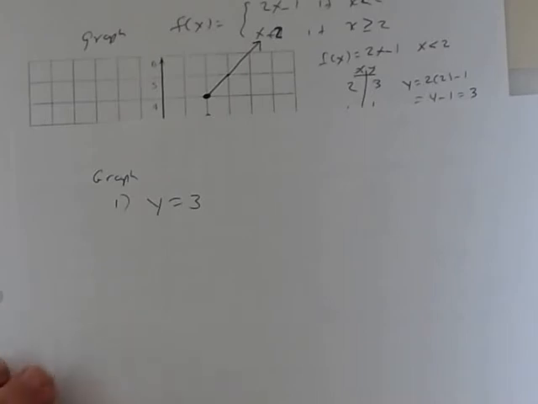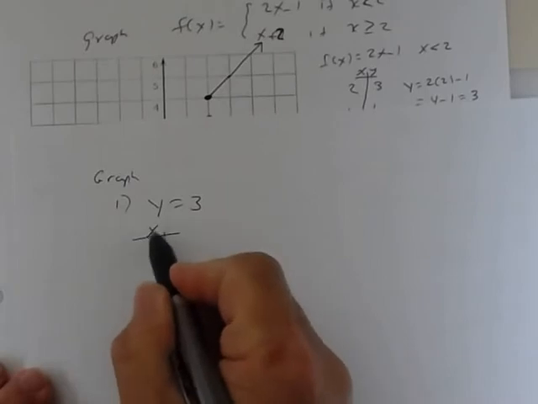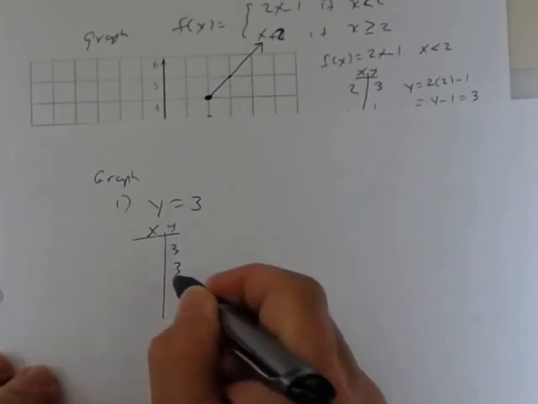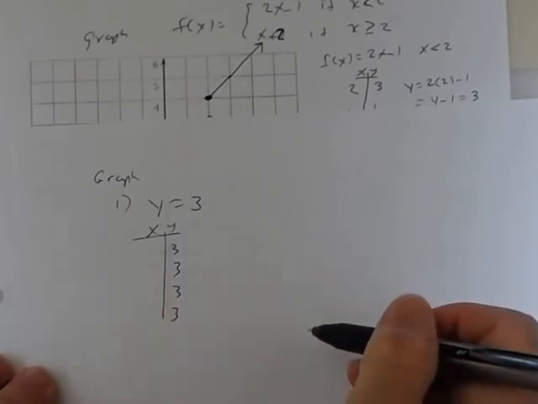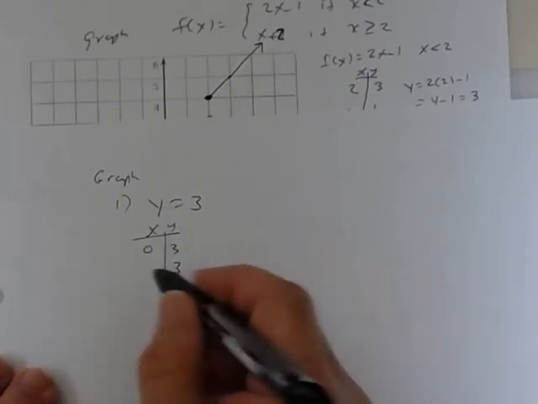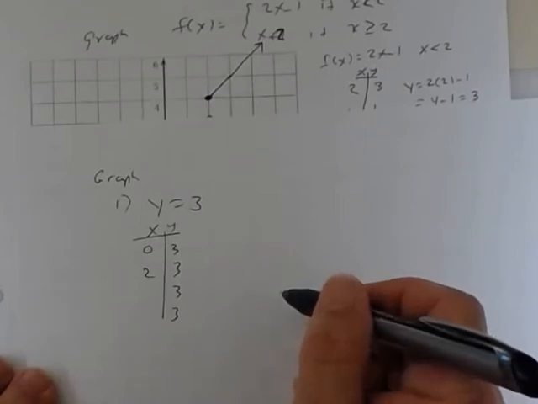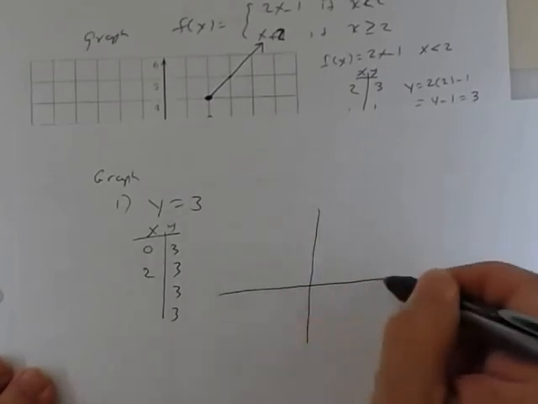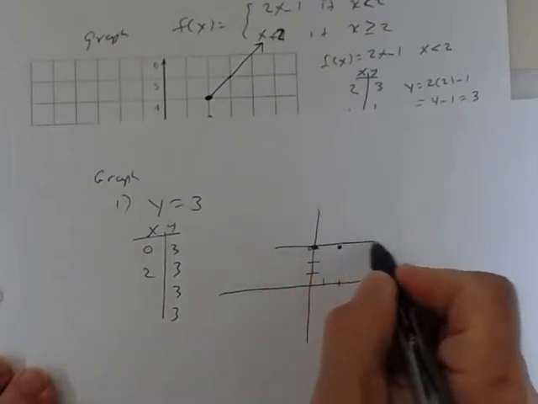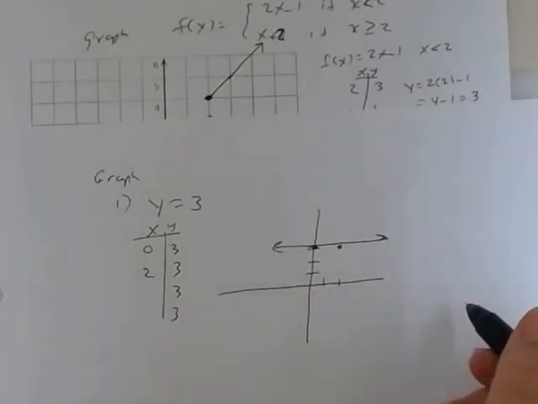Y equals 3 is a horizontal line because, in terms of the t-table, my y value always equals what? 3. So all along this y column, I'm going to have a 3, no matter what x is. So if x is 0, what's my y value? If x is 2, what's my y value? And so on, right? So when I graph this, 0, 3 is here, 2, 3 is here, and what do you notice I get? They're all straight lines, but in particular, I get a horizontal line. So y equals 3 is a horizontal line.